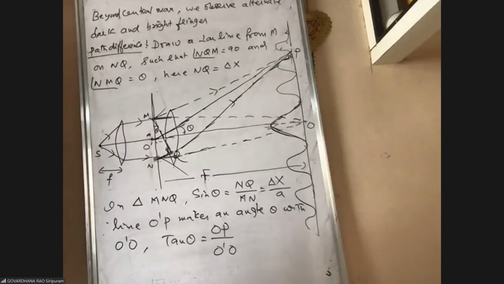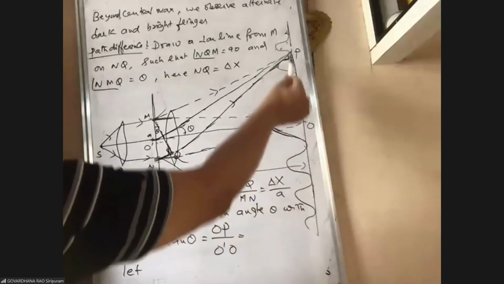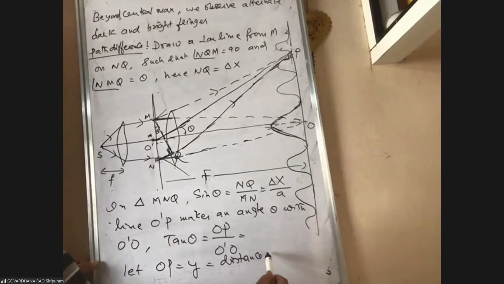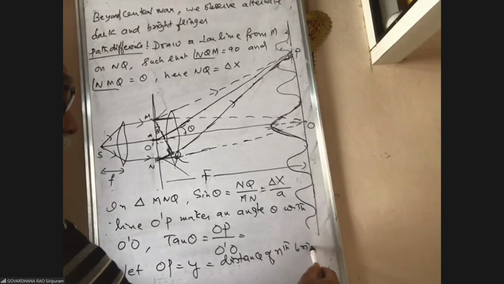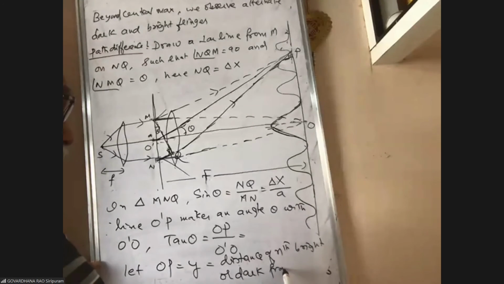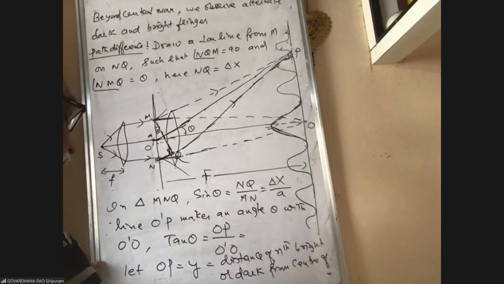Now let OP equal to Y, the distance of the nth bright or dark from the center of the screen.